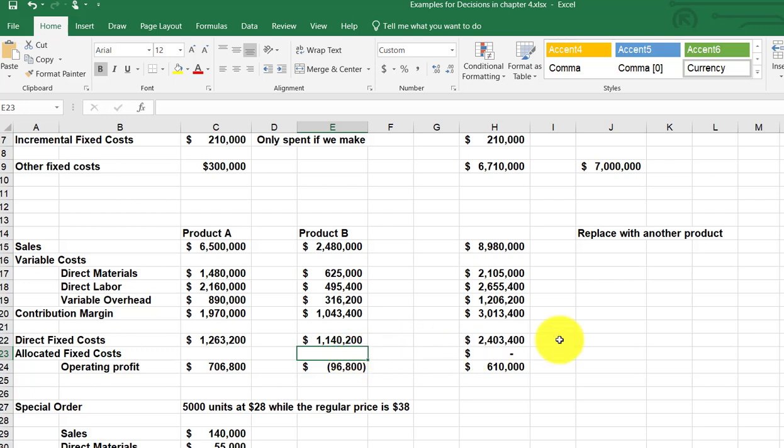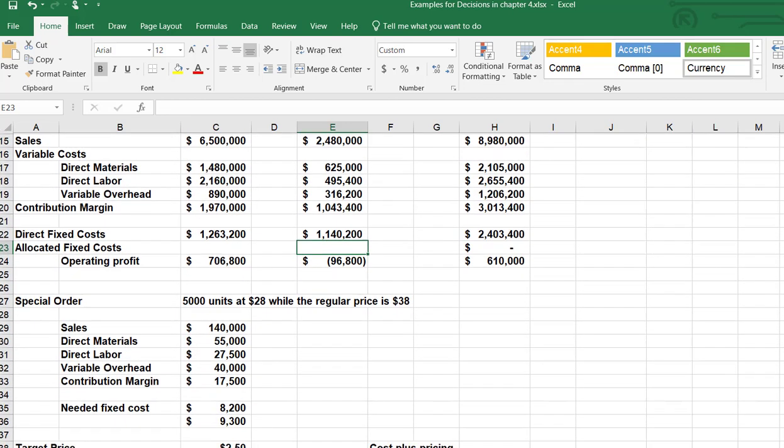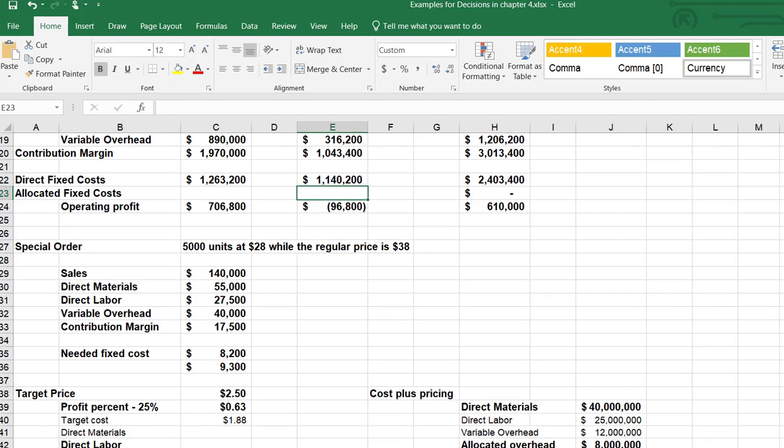And then, of course, there was the possibility that maybe product B could be replaced with another product. Then we have that opportunity cost. Or we could redo it with product C, for instance, and see what the profit is for that. So that's how you might look at a product decision or customer decision.